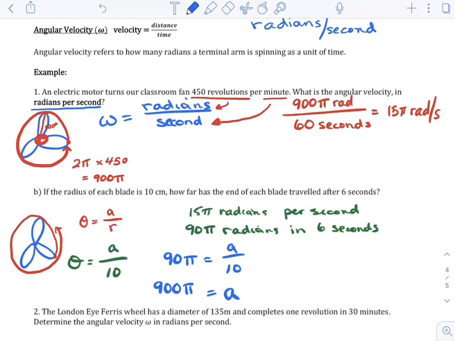So what does 900 pi mean? Well, I can put that into my calculator. When I put in 900 pi, I get A is equal to 2827.4. And in this case, it gave us centimeters as the measurement for the blade. So that many centimeters our blade has traveled in 6 seconds.